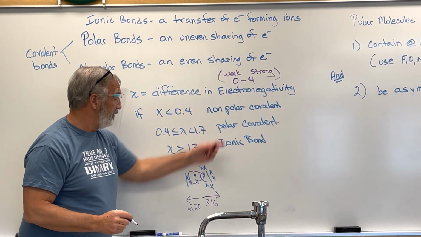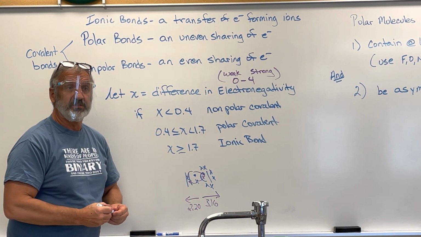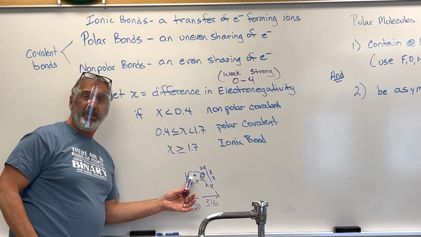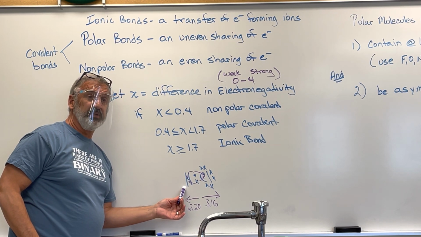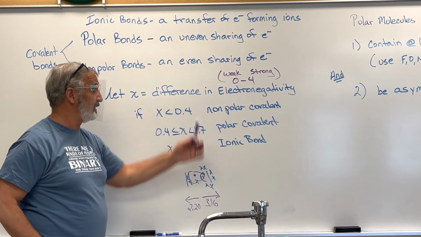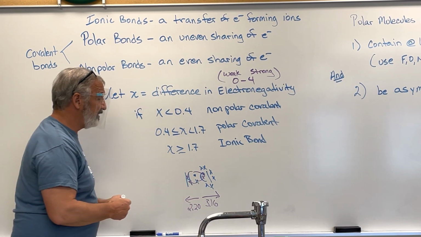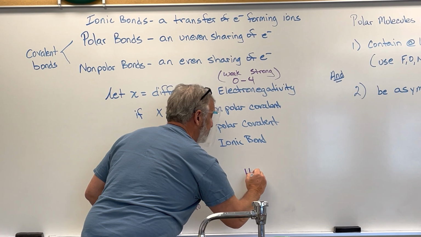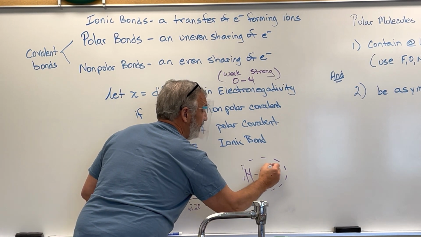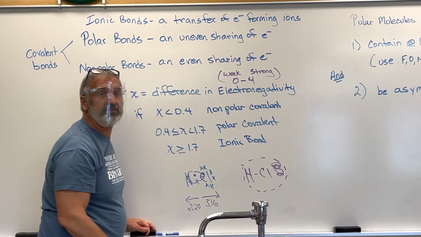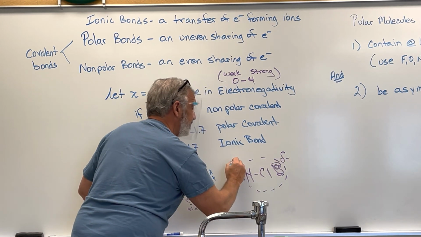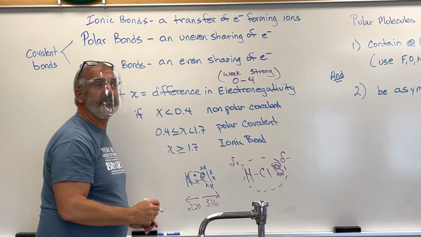So on a scale of 0 to 4, that's a fairly significant difference, which means chlorine has a much stronger attraction for this shared pair of electrons than hydrogen does. But it's not quite strong enough to completely take it away. It's not going to be a transfer of electrons. We're not going to make an ionic bond. It's just going to be an uneven sharing, which means that when I'm looking at the electron cloud here, the electrons are going to be a lot more dense over in this area around the chlorine, which is going to give the chlorine a partial negative and a partial positive over here on the hydrogen.